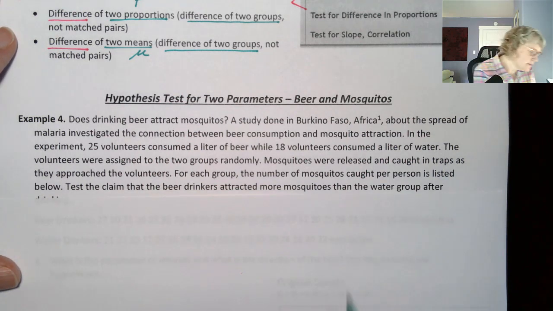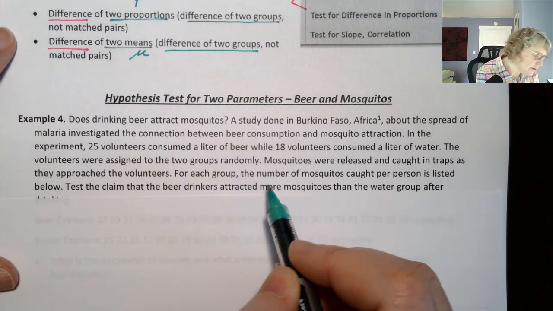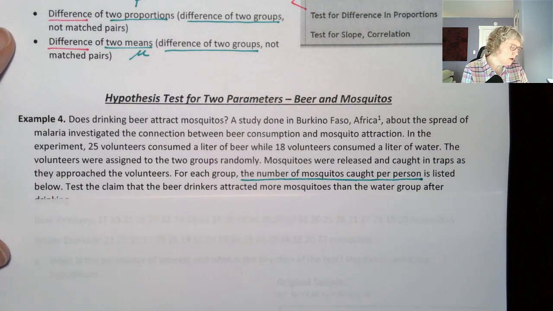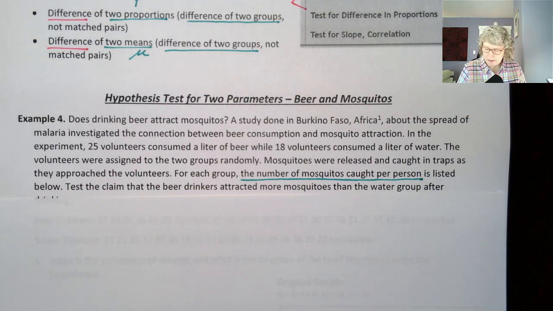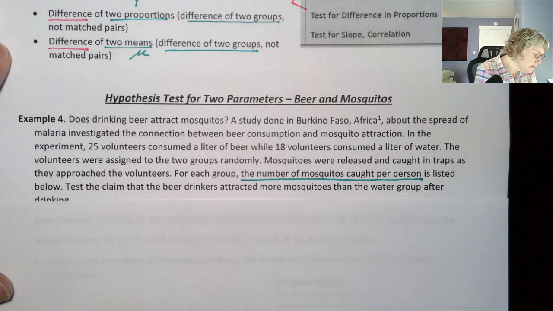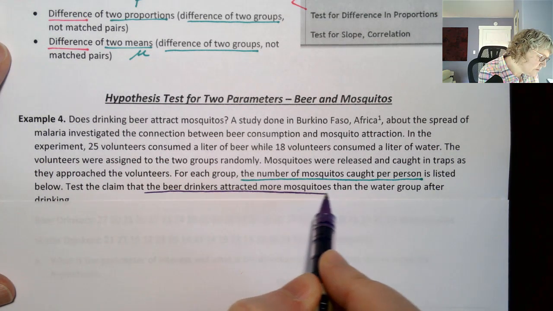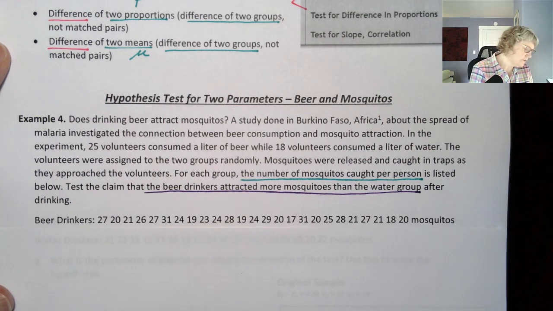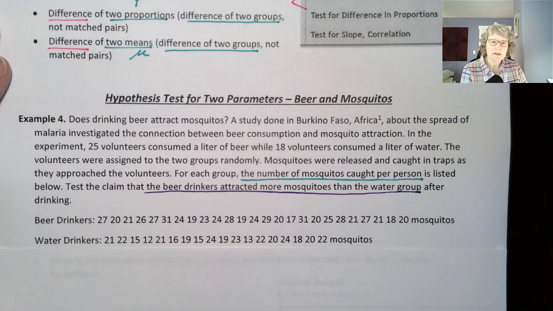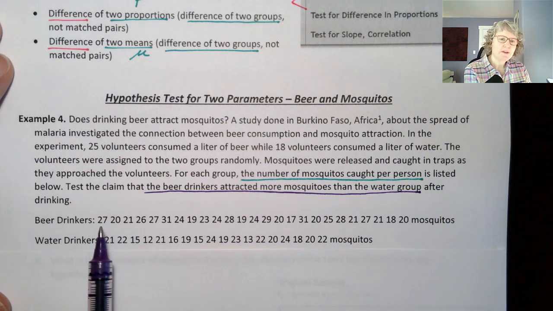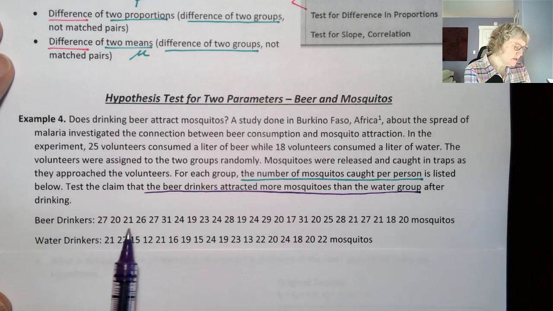For each group, the number of mosquitoes caught per person is listed below. I want to underline this because it sounds like units. Test the claim, which is going to be our alternate, that the beer drinkers attracted more mosquitoes than the water group after the drinking. Here's our data. I'd have to read the study again to see how long this was, but the beer drinkers attracted, for one person, 27 mosquitoes, one person 20, 21, and so forth.